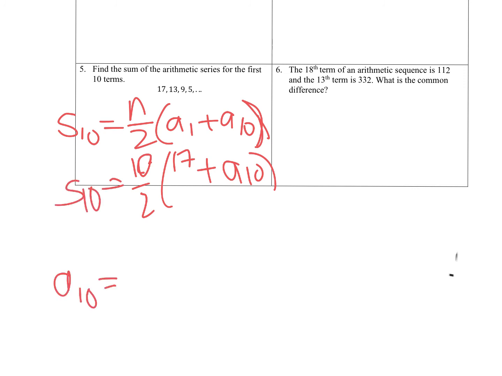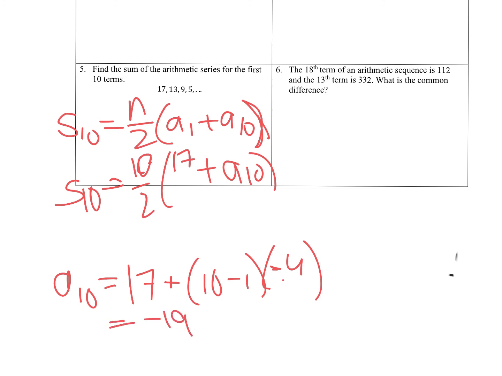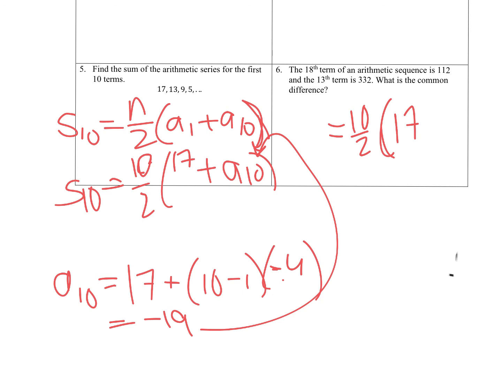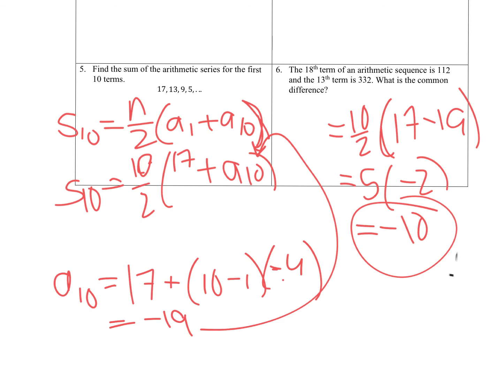So a sub 10 is going to equal 17 plus 10 minus 1 times the common difference. The common difference is negative 4. You can tell that by looking at the numbers. 17 minus 13 is 4, so we're going down 4. So when we get all this together, it's going to be negative 19. That'll be 17 plus 9 times negative 4. Yeah, negative 19. Okay, so then I'm going to plug this negative 19 in up here. So it's going to be 10 over 2 times 17 minus 19. That's going to be 5 times negative 2. So it's going to be negative 10. So the sum is negative 10.